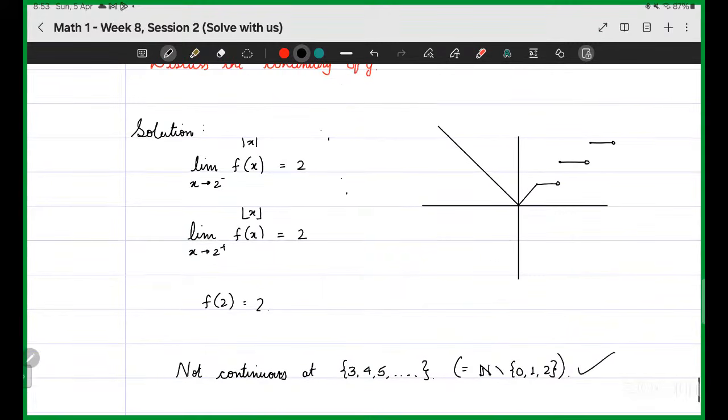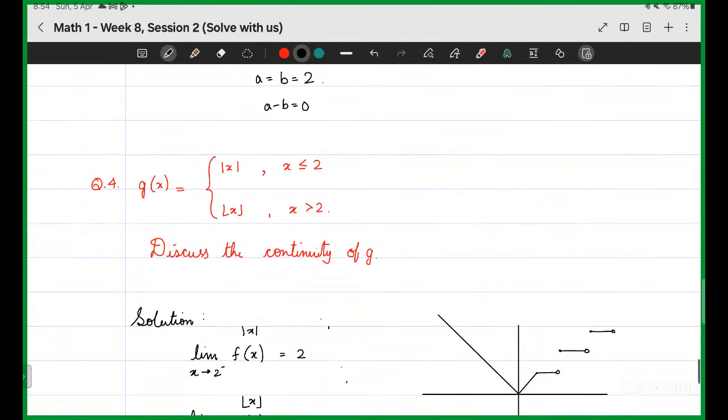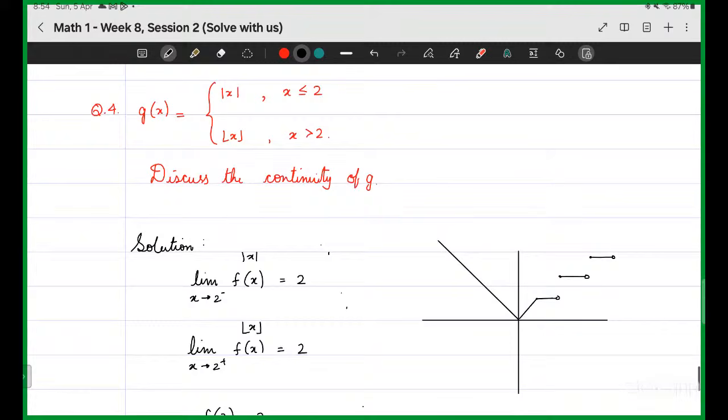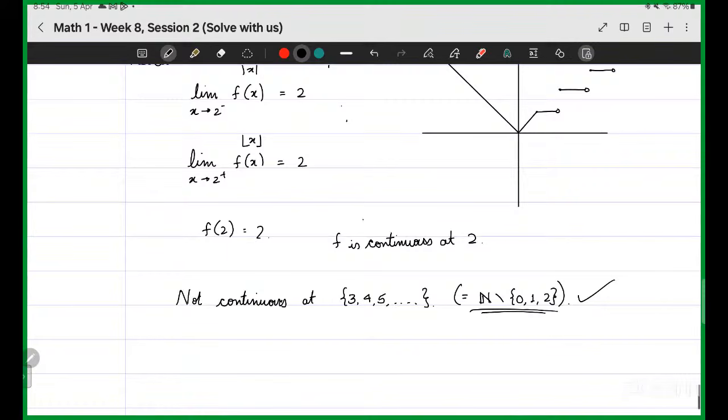This analysis is correct, and this would mean that f is continuous at 2. But then what about points below 2? Below 2, it is mod x, where mod x is a continuous function, so less than 2 is okay. At 2, we have seen. Greater than 2, it is a function for which you know the points of discontinuity, integers, so you have to look for integers within that domain. So the set of points of discontinuity is this.